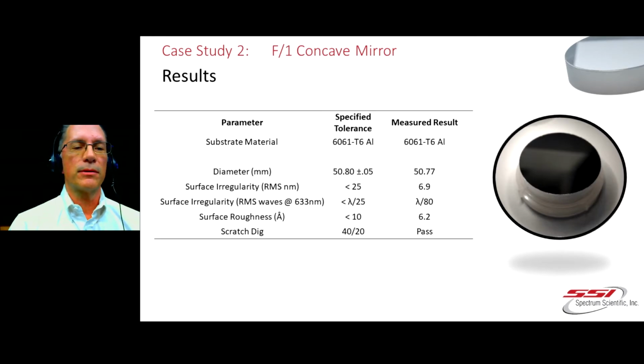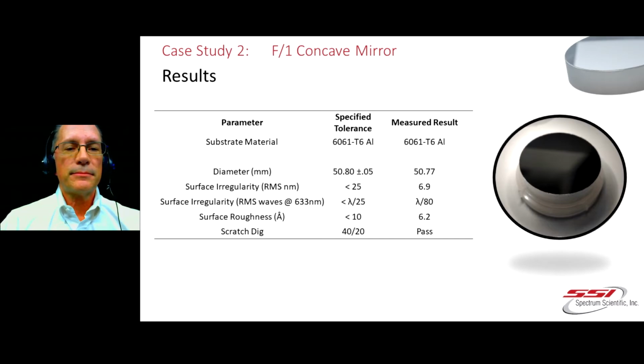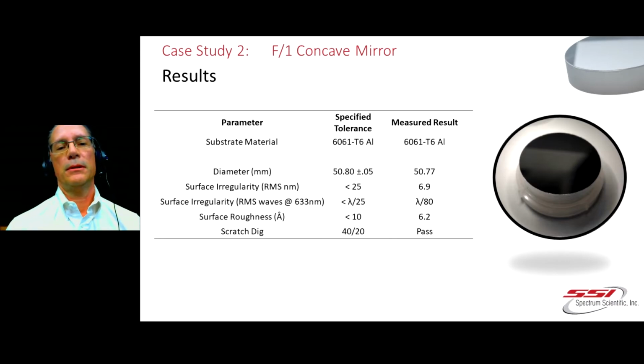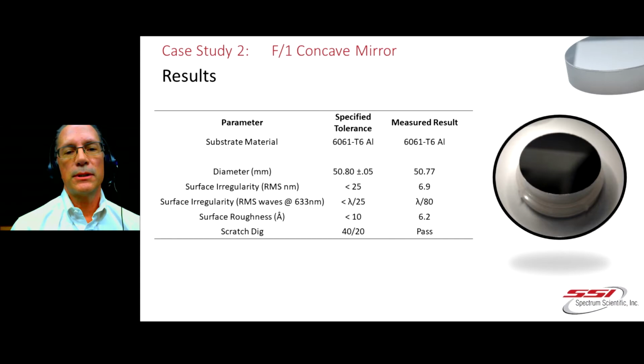It's not peak to valley. Their requirement was RMS. And you can see we clearly exceeded that surface irregularity as well as the surface roughness. They just wanted less than a nanometer. We're able to deliver 6.2 angstroms of surface roughness. So I'm convinced that replication was the only way to get this.